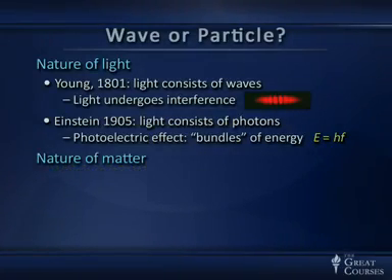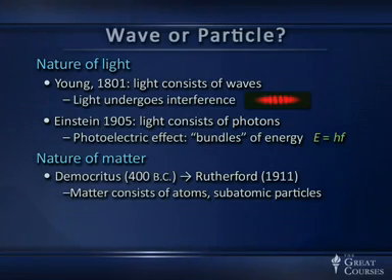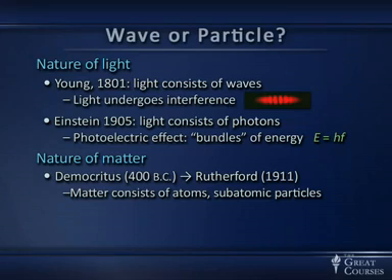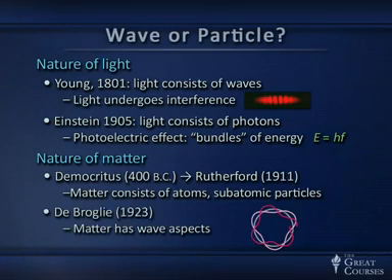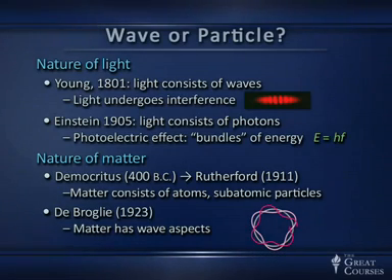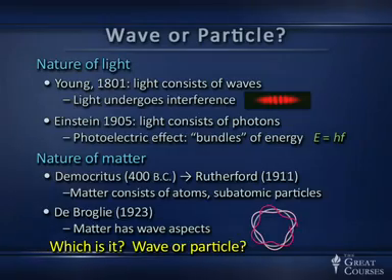Think about the nature of matter. Democritus in 400 BCE and on to Rutherford in 1911 with the discovery of the nucleus are telling us that matter consists of atoms, and then it consists of atoms and subatomic particles, but it still consists of particles. De Broglie in 1923 says, I think matter has wave aspects, and as we saw in the previous lecture, he uses that to explain why Bohr's angular momentum quantization condition gives us the quantized energy levels in the Bohr atom. So what is it, wave or particle?